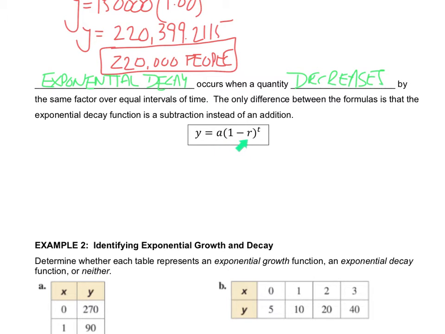And the major difference is right here. Notice that we're subtracting our decay rate. R is our decay rate, still as a decimal, and this whole piece is the decay factor, the 1 minus r. All the other parts are the same. A is still our initial amount, y is our final amount, and t is still standing for time. Basically, this is when our numbers are decreasing by that same factor over and over and over again.